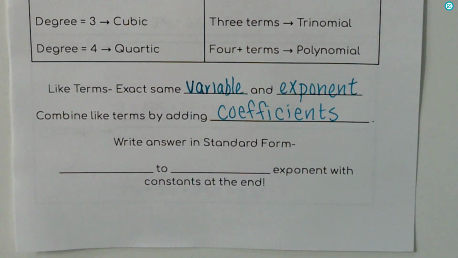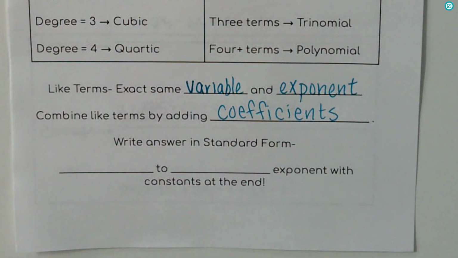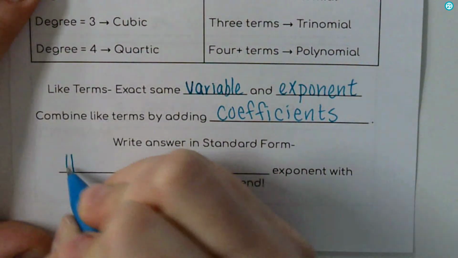And then as we finish these problems, we are always going to write our answers for this entire unit in standard form. So standard form is highest to lowest exponent.